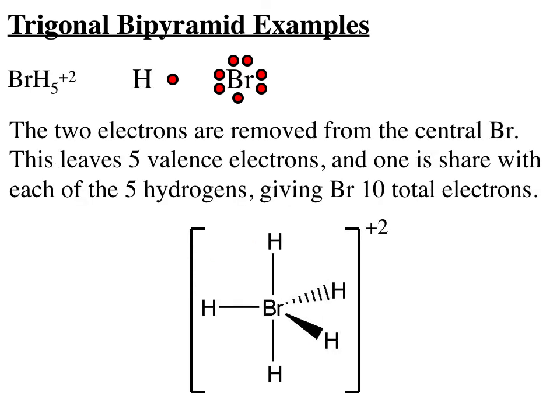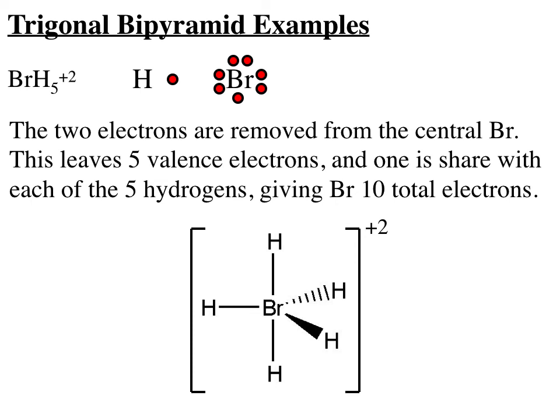Another example of a trigonal bipyramid molecule. That would be BrH5 2+. Now, of course, the central Br is where I'm going to remove the 2 electrons. Originally, Br has 7 valence electrons. I remove 2. It now has 5 valence electrons, and it has 5 singly bonded H's attached to it. So there are 10 pairs of electrons around the central bromine. So there are 5 bond pairs connecting the central bromine.